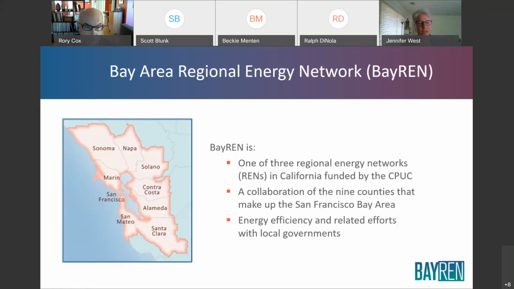I hope you're all familiar with BayREN, but we are the Bay Area Regional Energy Network, and we're one of 3 RENs in California funded by the CPUC. I believe more are coming. Maybe I'm actually outdated with the 3 already. All 9 counties are in BayREN, and we do work with the local governments directly on energy efficiency.